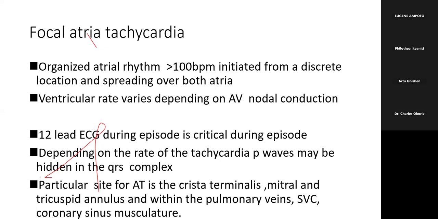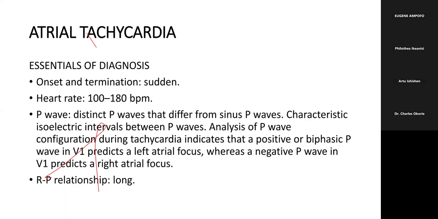The essentials of the diagnosis of focal atrial tachycardia: the onset and termination are sudden. The next slide. Heart rate is about 100 to 180 beats per minute. We have distinct P waves that differ from the sinus P waves, and the RP relationship is long.